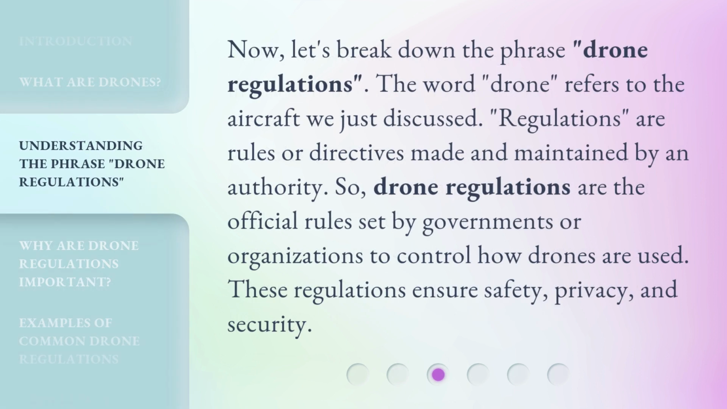Now, let's break down the phrase, drone regulations. The word, drone, refers to the aircraft we just discussed. Regulations are rules or directives made and maintained by an authority. So, drone regulations are the official rules set by governments or organizations to control how drones are used. These regulations ensure safety, privacy, and security.